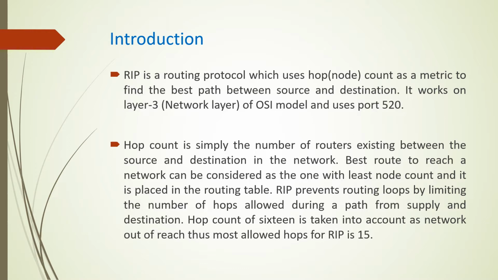RIP prevents routing loops by limiting the number of hops allowed during a path from source to destination. So the maximum allowed hop count in RIP is 15.